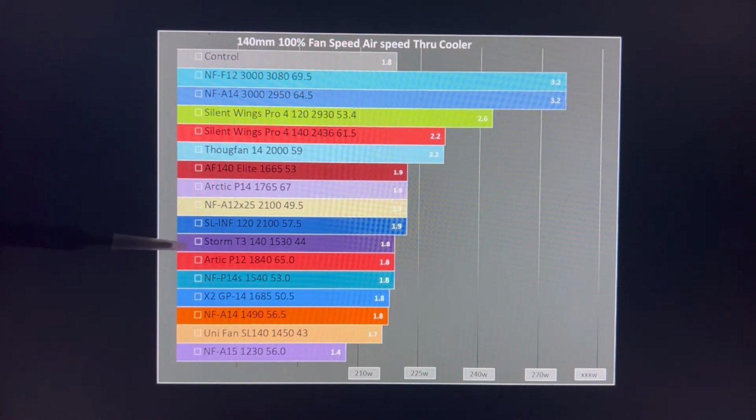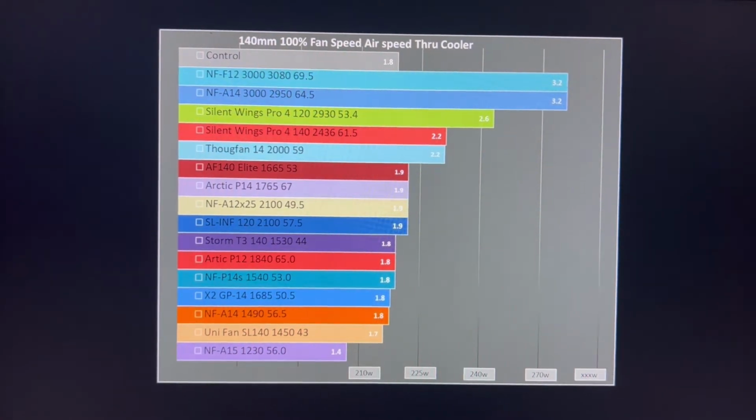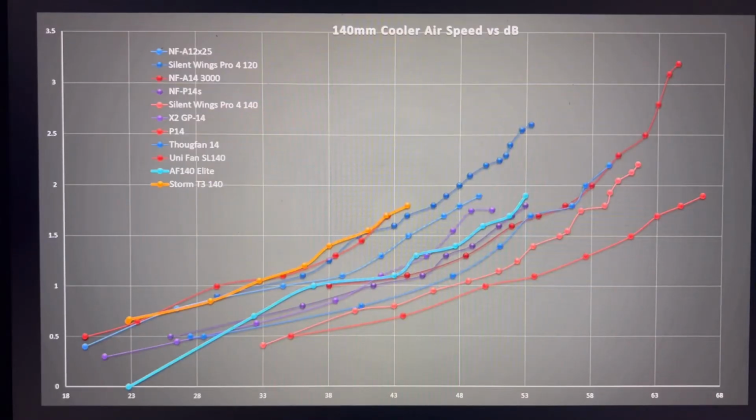Moving to the Storm T3 right here, this purple line, we can see that it's moving 1.8 meters per second of air at 44 decibels. So it's quite a lot quieter for only 0.1 meter per second less airflow. But 0.1 meters per second does equate to several watts of cooling. Taking a look at the data from another perspective, so this is decibel ratings along the bottom and air speed, and this will be how much performance per decibel you're getting at basically every data point.